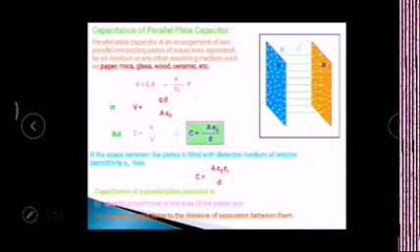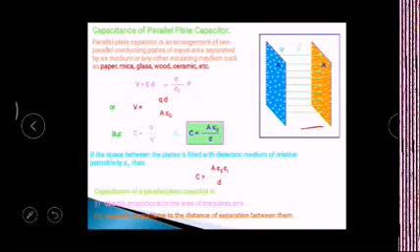Now we will calculate the capacitance of a parallel plate capacitor and also study the factors which affect the capacity of this parallel plate capacitor. So here are two plates of the capacitor, one positively charged and the other negatively charged, and the electric field between the plates is uniform and given by sigma by epsilon 0. To calculate its capacitance, we require the potential difference between the plates, and the potential difference is calculated from the electric field using the relation V equals E into d.